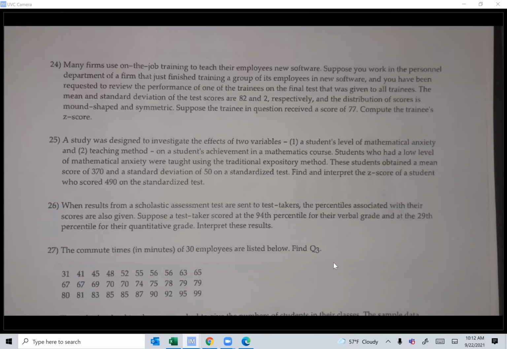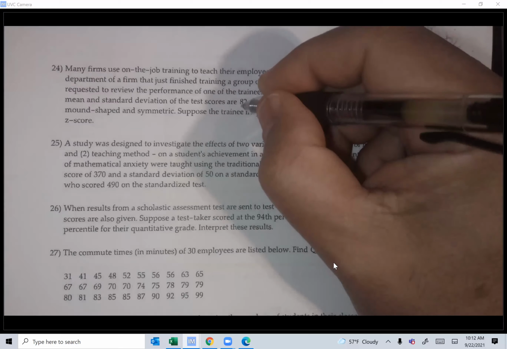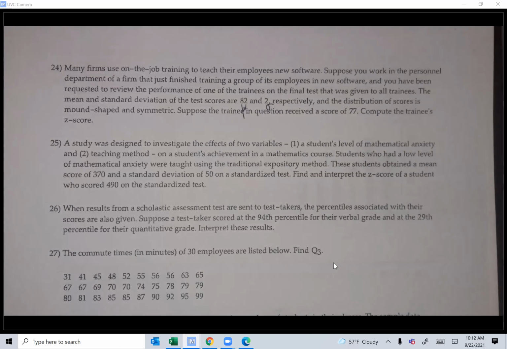24. Many firms use on-the-job training to teach their employees new software. Suppose you work in the personnel department of a firm that just finished training a group of its employees in new software, and you have been requested to review the performance of one of the trainees on the final test that was given to all trainees. The mean and the standard deviation of the test score is, so the mean is this 82, and the standard deviation, guys, is 2 respectively. And the distribution of the scores is mound-shaped, means bell-shaped and symmetric. Suppose the trainee in the question received a score of 77.